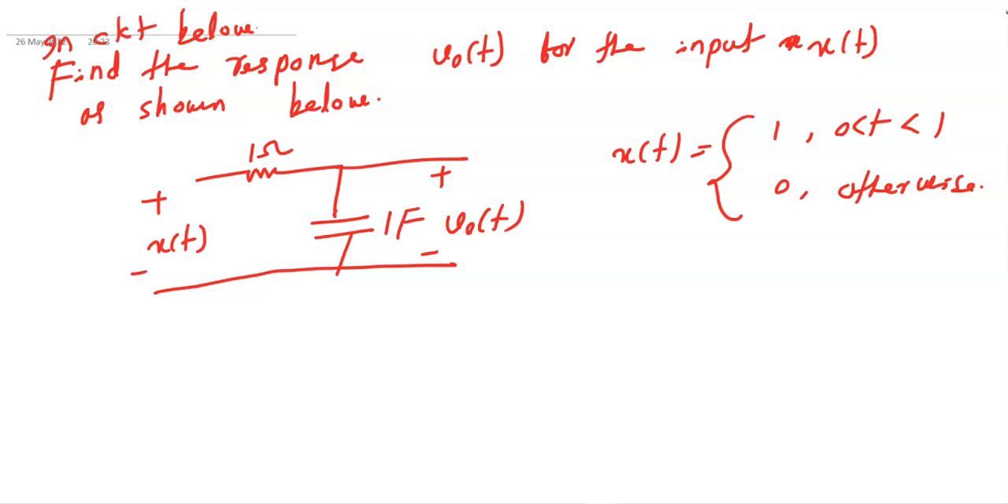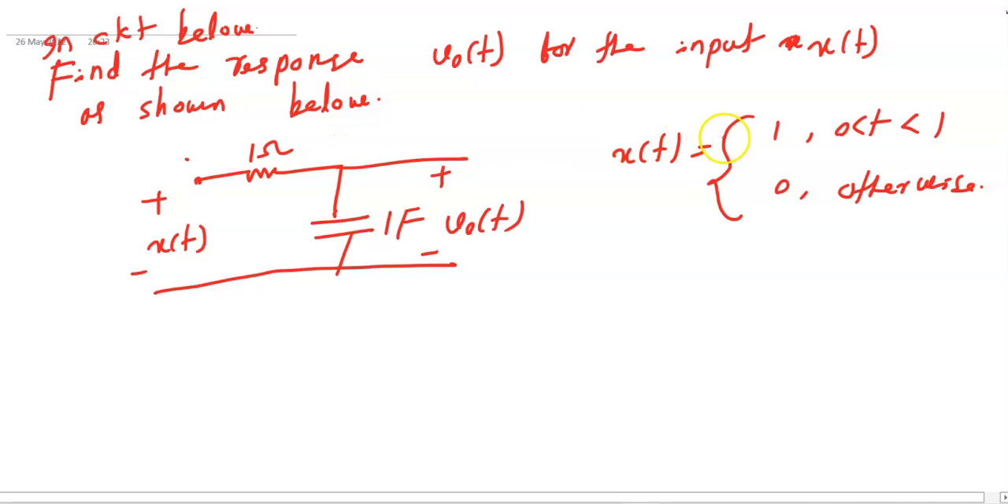Today we are going to discuss the last portion of the transient analysis. So we'll start with an example. In this example, find the response V0(t) for the input x(t) as shown below. The circuit has a resistor and a capacitor. The input is applied here as x(t), and they have asked for V0(t).